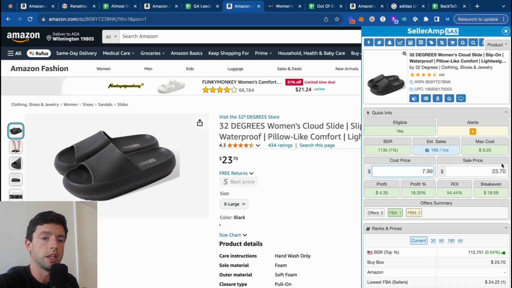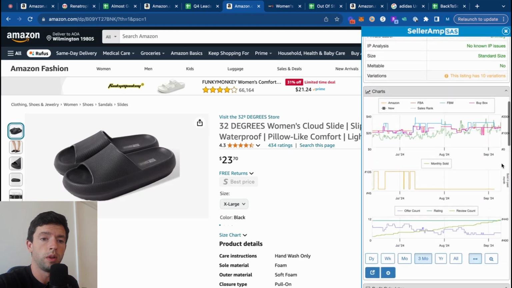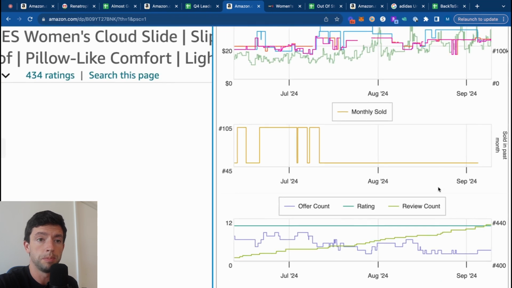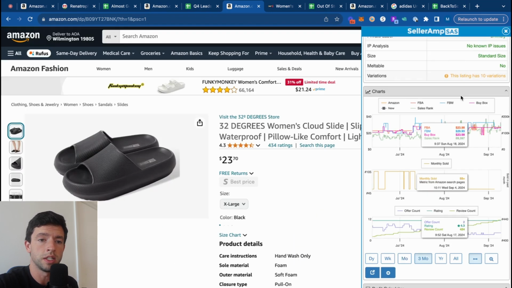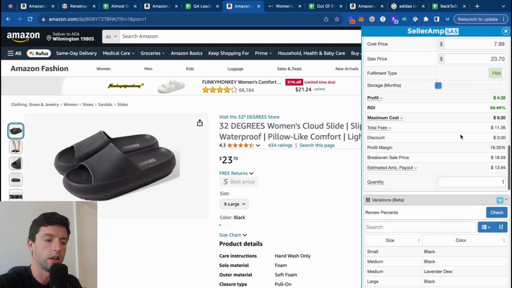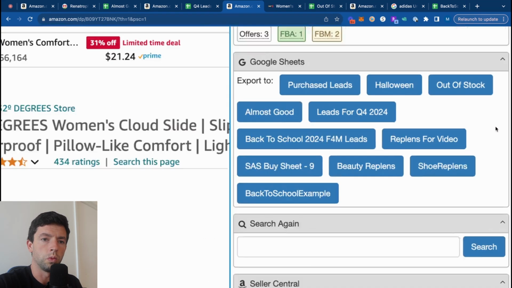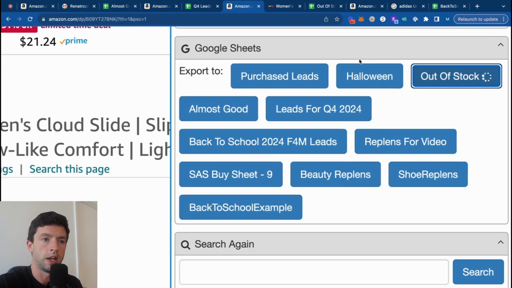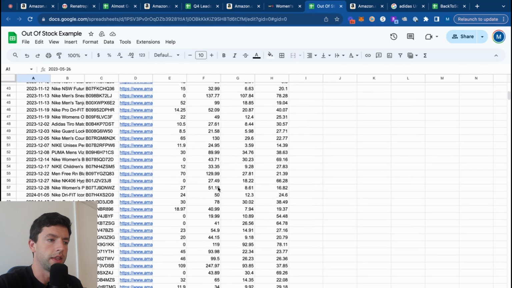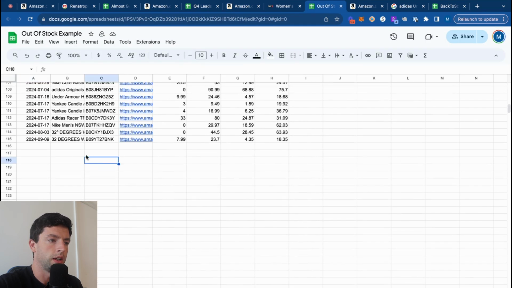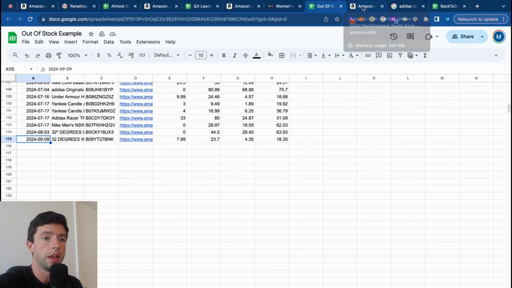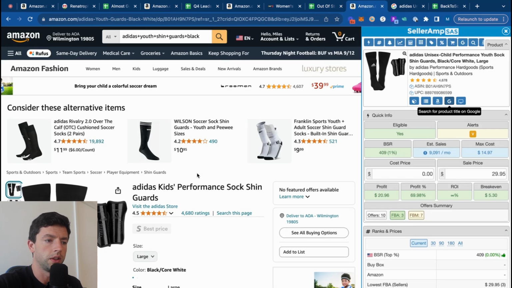But for example, in this case, we can see this is nice and profitable. Taking a look at the charts, we can see it's been nice and profitable over time, really nice and stable right here, just currently not in stock on the website. So I would go ahead and one-click export this out to an out-of-stock spreadsheet in Selleramp, and then let that data populate right here as well. We can see September 9th right there. Nice and easy.